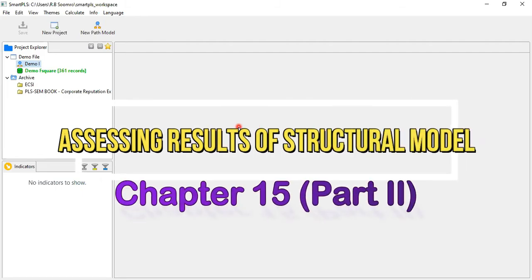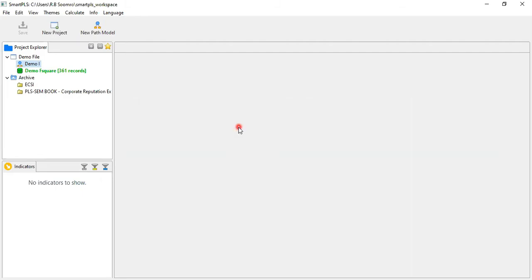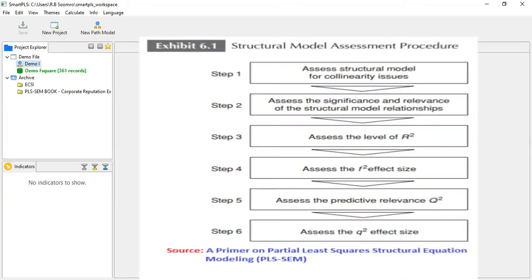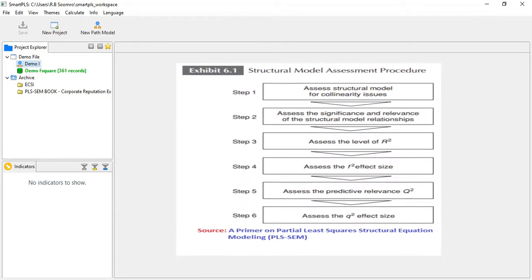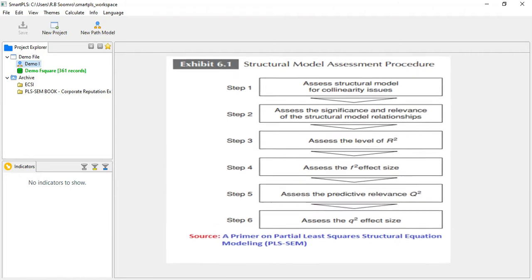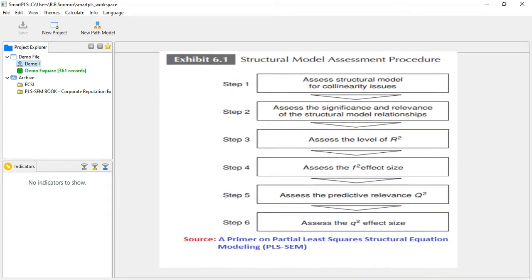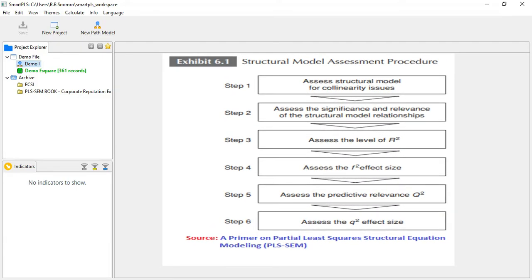Dear friends, in this video, I will discuss the remaining three steps of the structural model assessment procedure. You are looking at exhibit 6.1, where all six steps of the structural model assessment procedure are available. The first three parts I discussed in video number 15, part 1. Its link is available below this video.